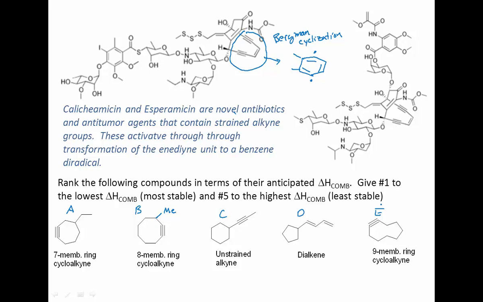Okay, so here's the basic issues that we're going to use in the ranking. D is number 1. The alkyne that's not in any sort of ring is number 2. The 9-membered ring one would have the least strain of the cyclic alkynes, so we're going to put that as number 3. The 8-membered ring is number 4, and the 7-membered ring is number 5.